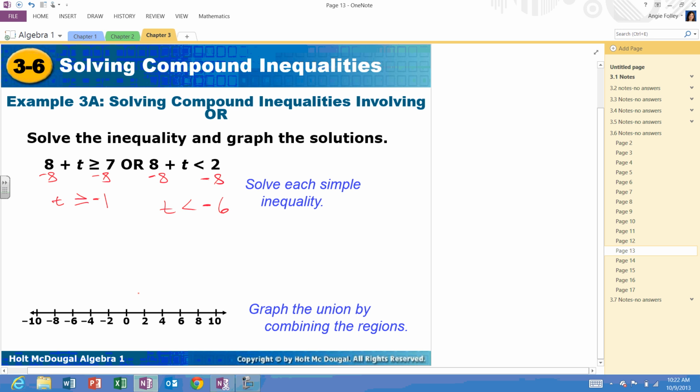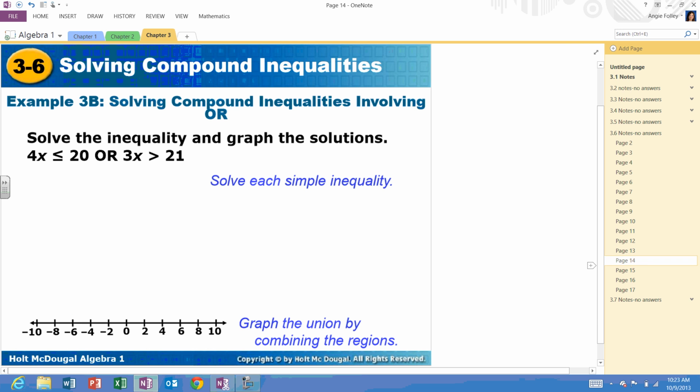Okay, so now we're going to graph them separately. Okay, but let's do the first one. T is greater than or equal to negative 1. So that means at negative 1, I'm going to do a closed circle. Okay, and it says that t is greater than or equal to negative 1. So that means it's everything to the right. Okay, my second one, t is less than negative 6. So I'm going to do an open circle at negative 6, and then t is less than. So that's everything to the left. So do you see how there's no overlapping on this? Okay, it's just what they call the union.